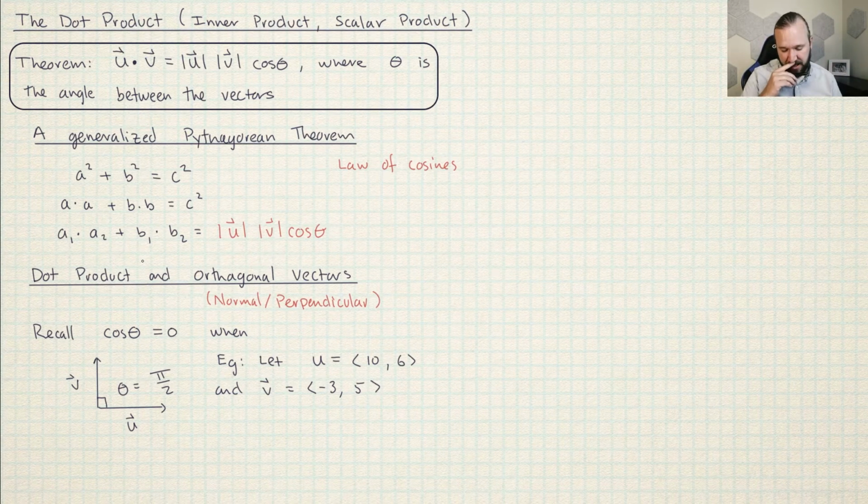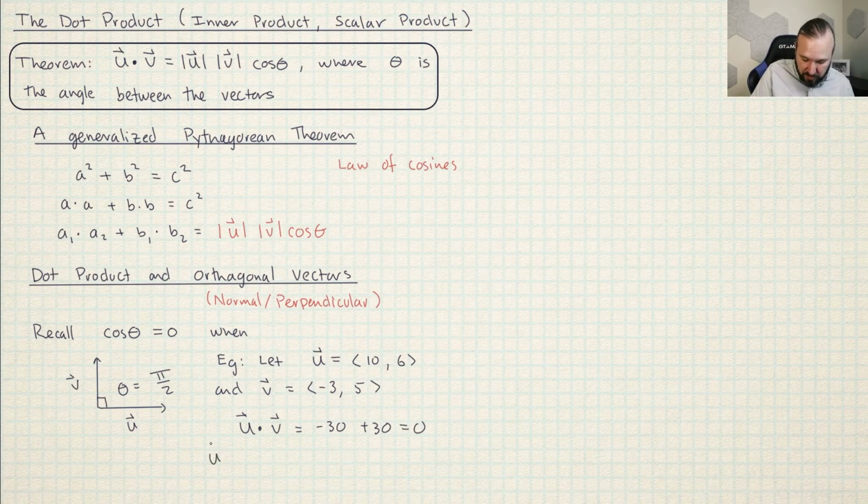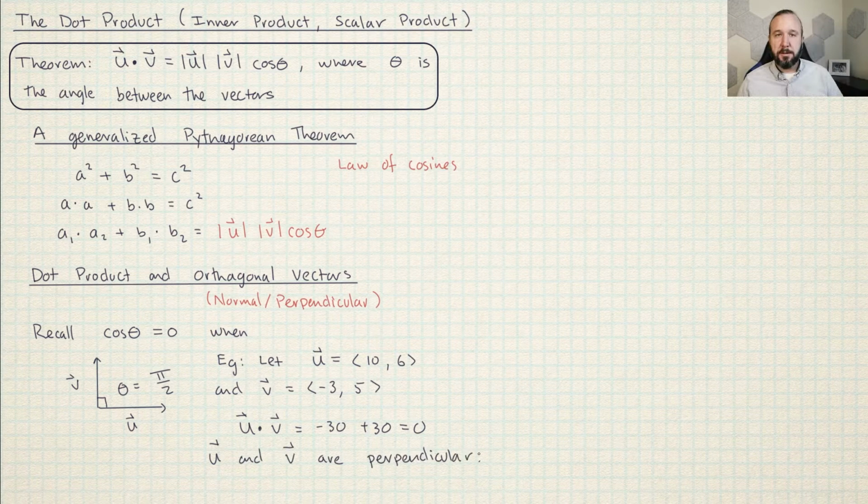So remember that if the angle between two vectors is pi over 2, then the cosine of pi over 2 is 0. So here, again, I have two vectors, u and v. I forgot the little vector on top of that one. And then if you calculate u dot v, you're going to get negative 30 plus 30, which is 0. So this means u and v are perpendicular.